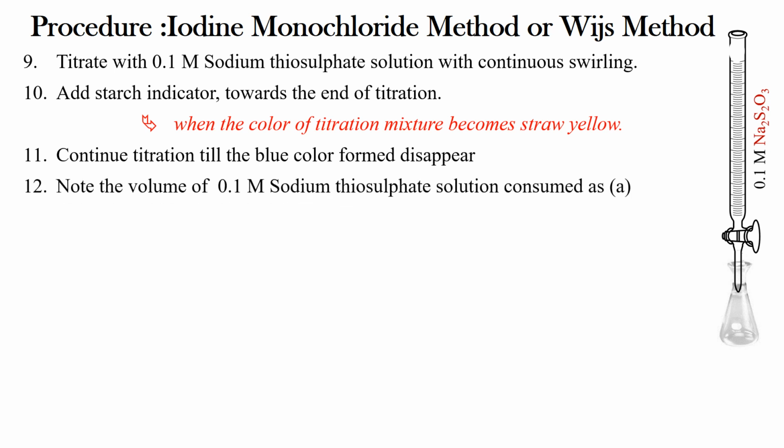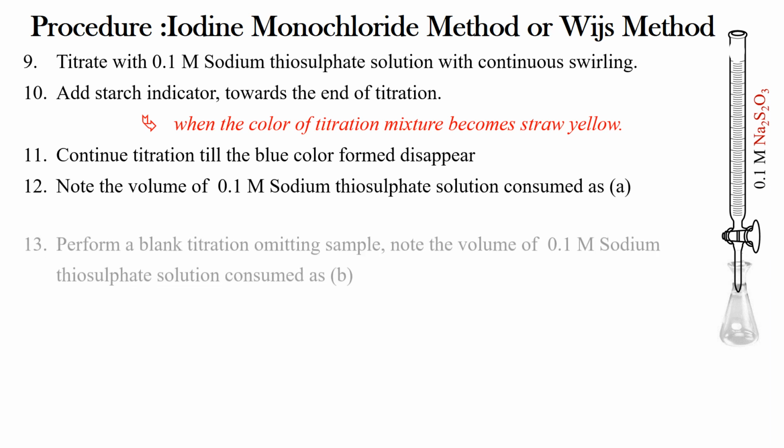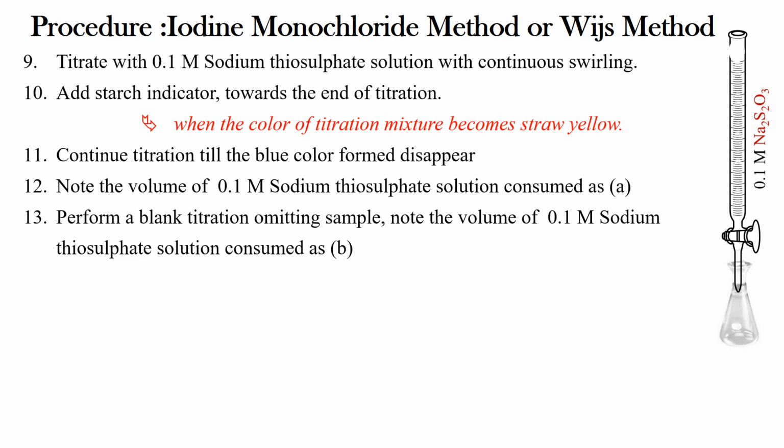Note the volume of 0.1 M sodium thiosulfate solution consumed as A. Perform a blank titration omitting the sample and note the volume of 0.1 M sodium thiosulfate solution consumed as B.